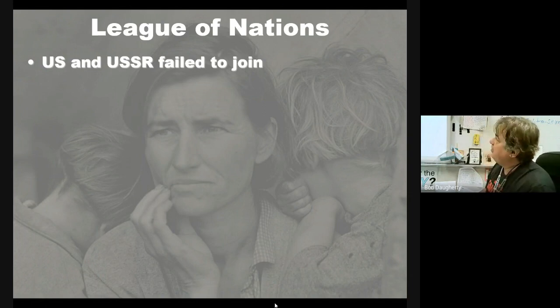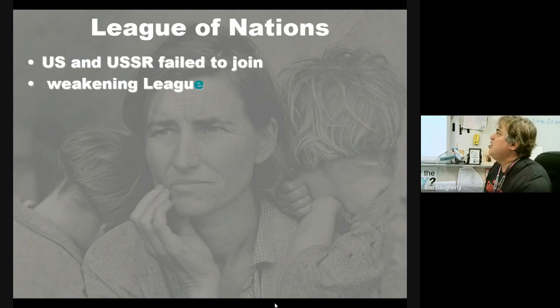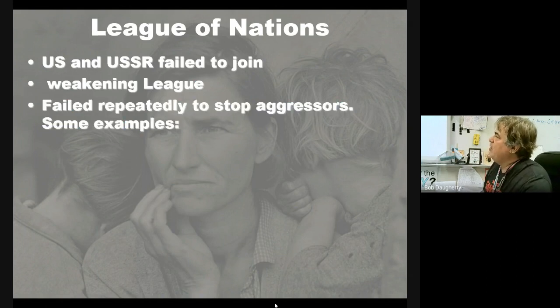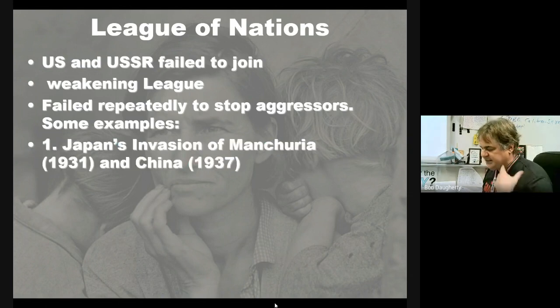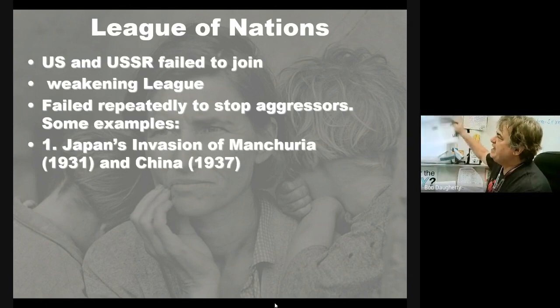But the failure of the League of Nations. Remember, two of the most important countries, the U.S. and the USSR for a lot of it, y'all, failed to join, weakening it, okay? Now, it very often failed to stop aggressors. That was supposed to be its job, right? To stop what the Austrians had done to Serbia that sparked World War I. So again and again, y'all, the League fails.